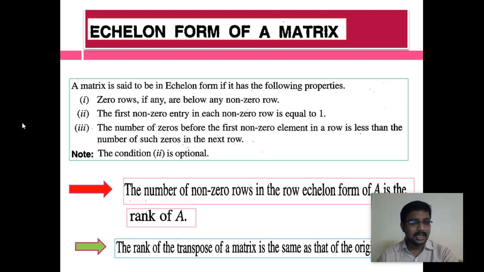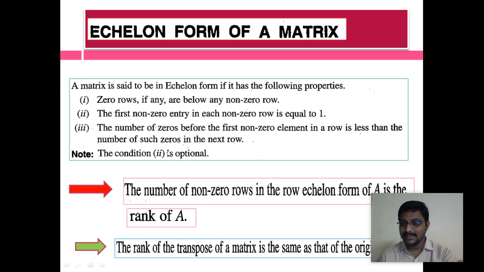Next, the third condition: the number of zeros before the first non-zero element in a row is less than the number of such zeros in the next row. If we maintain it like this, it is very easy to reduce the matrix to row echelon form. So we must ensure this last condition, that the number of zeros before the first non-zero element in a row is less than the number of such zeros in the next row. So we have to maintain it like this.